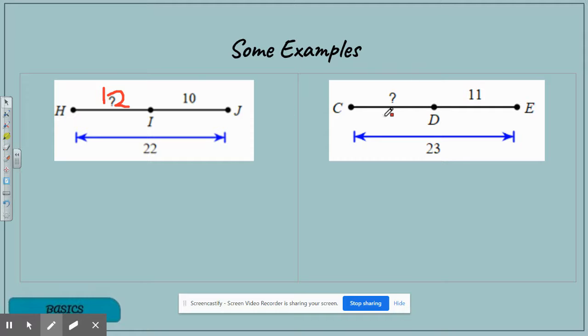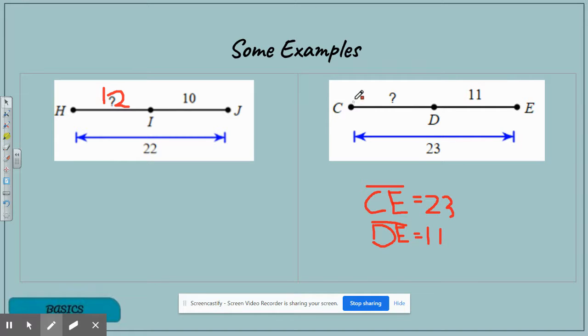All right, so for the next one, we have segment CE. And just to review, segment CE, you would write like this: CE with a little line over the top. Segment CE is 23 units long. Segment DE, with a little segment bar on top, is 11 units long.